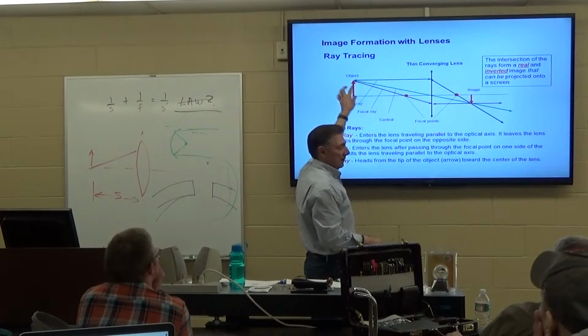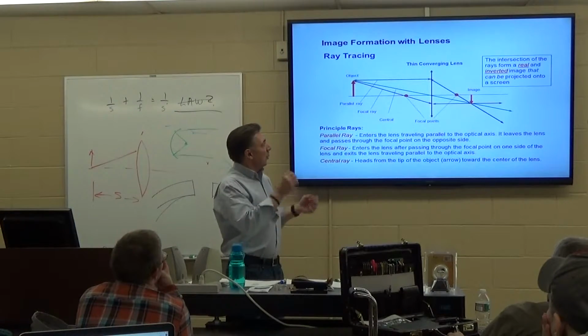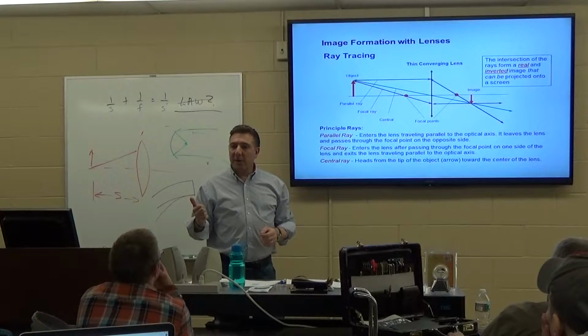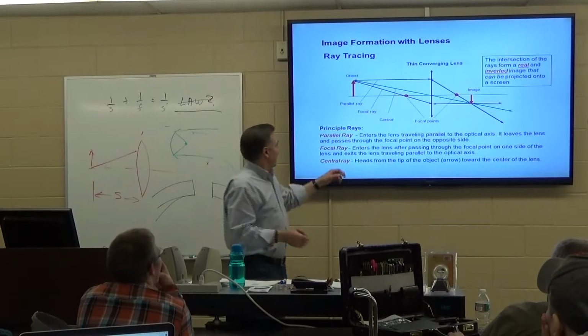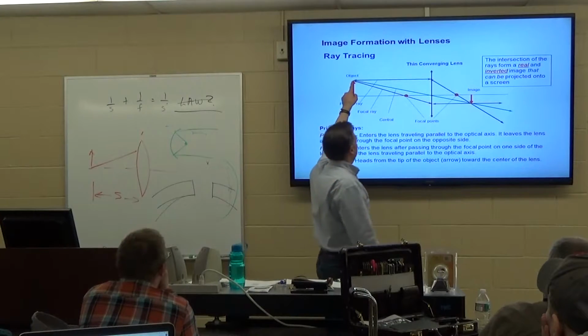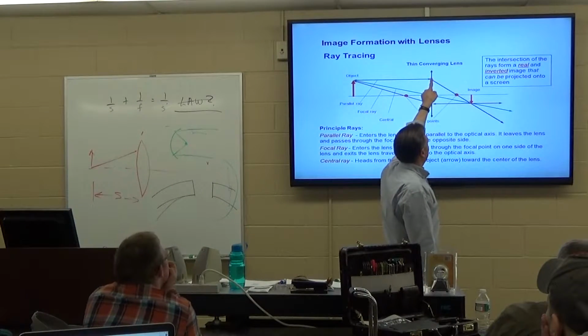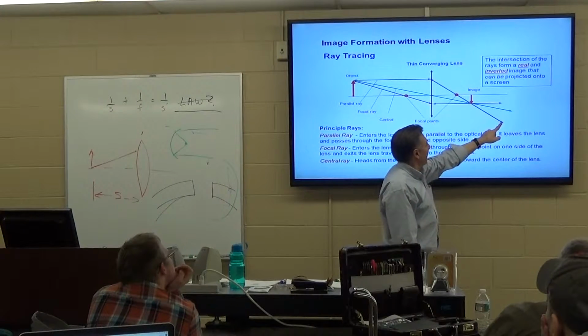If I draw an object a certain distance away, if it's to scale, you can do this. With 3 lines, I can determine where that image is going to be formed. We have 3 lines. One's a parallel ray, one's a focal ray, one's a central ray. From the top of your object, if I come straight across, just draw a line, it hits the lens, and it comes through the focal point on the backside of the lens.